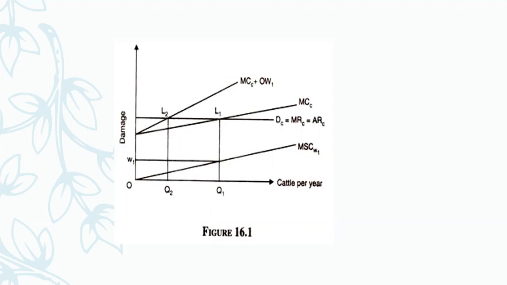One party is the cattle owner, who is holding the cattle. They have so many animals, cows, for their business. And the second individual, because two parties are involved in this analysis, the second party is the wheat producing farmer. Wheat cultivation is happening with another party. Both the parties are neighbors.